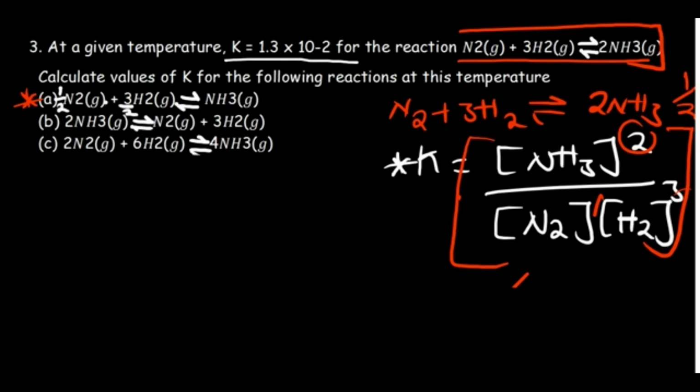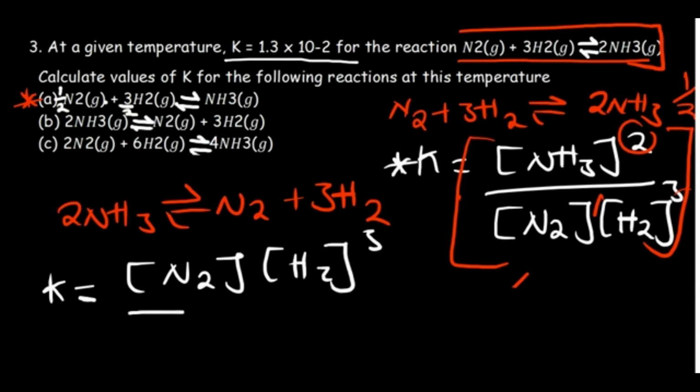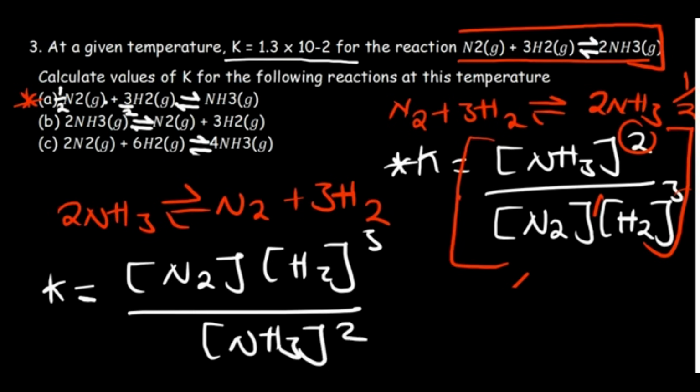For B, what has happened is we have 2 NH3 giving us N2 plus 3H2. So this is like we've reversed our equation there. And if you come up with a K expression, it's going to involve the multiplication of nitrogen and your hydrogen to the power 3, over NH3 to the power 2. So now if you compare this with the actual one, it's like we've just reversed. It's like the reciprocal. What is the numerator there is now the denominator. So basically that's what we are saying. We deal with a reciprocal.